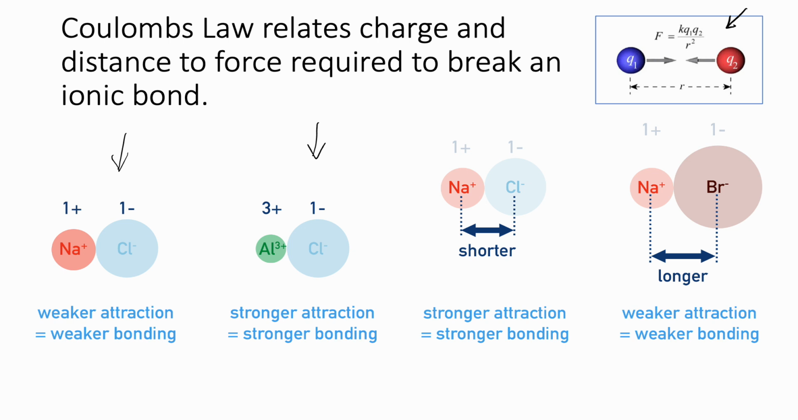So if you are looking at ionic compounds that have the same charge, and then you still want to know which one has a higher boiling point or a higher melting point, then you would look at radius. So if it has a shorter radius, then it's going to have a stronger attraction or stronger bonding. And that should make sense, right? Because if it has a shorter radius, then that positive cation can get closer to the negative anion and create a stronger bond. So let's go back to our question.